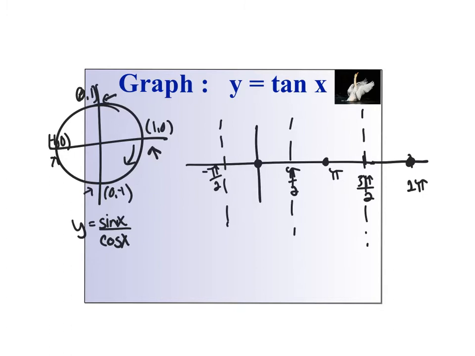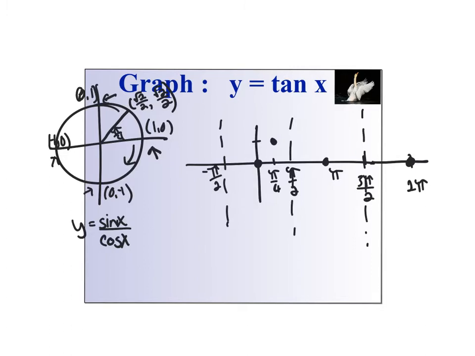So this isn't enough. I don't have any shape from these, so I need to pick more values on the unit circle. I'm going to pick the easiest one to graph, and I think that's at pi over 4, because at pi over 4, our unit circle values are root 2 over 2 and root 2 over 2, which if you put one over the other, you get 1. So at pi over 4, this function is equal to 1.